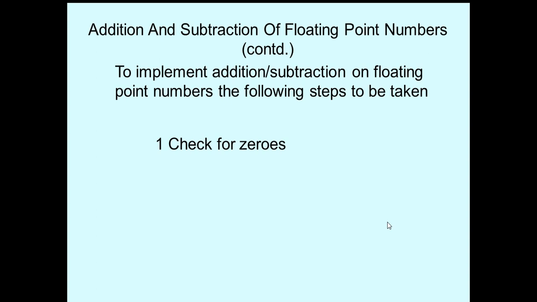To implement addition and subtraction on floating point numbers, the following steps are to be taken. Check for zeros, whether any one is zero or not. If any one of the operands is zero, then the result is the other operand. If both are zeros, then the result will be zero. If none is zero, then according to the rules we have to do addition or subtraction.